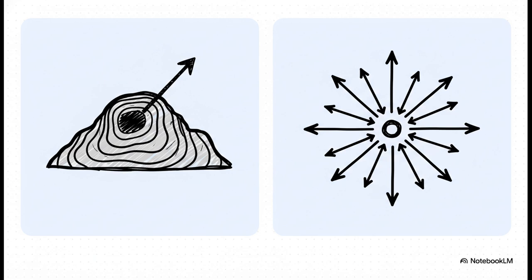The divergence, on the other hand, measures how much a field is spreading out from a point. Think of a water faucet. Water is flowing out, it's a source, so it has positive divergence. Now think of the drain in your sink. Water flows in, it's a sink, so it has negative divergence.